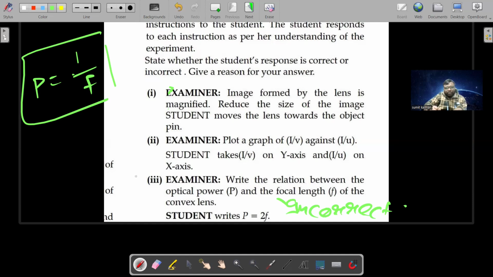So this was all about the solution of this problem. This problem came for 3 marks. So this was a very simple problem.